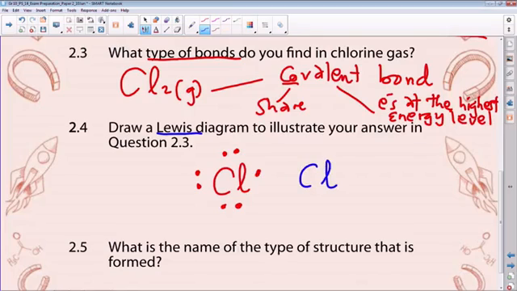We have the same atom. Now it also has a valency of 7. So for them to be stable, each one of them needs to gain 1. So none of them is going to give to the other.